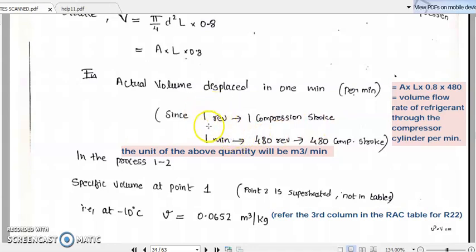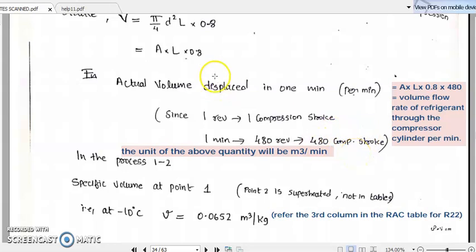In the question it is given that in 1 minute the crank is rotating 480 times, or there will be 480 revolutions for the crank, or there will be 480 compressor strokes. Are you following? Because in one revolution there was one compression stroke, but here in the question it is given in 1 minute there will be 480 revolutions, and in one revolution there will be one compression stroke, so in 1 minute it will be 480 compression strokes.